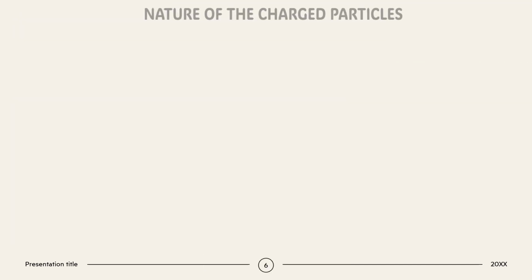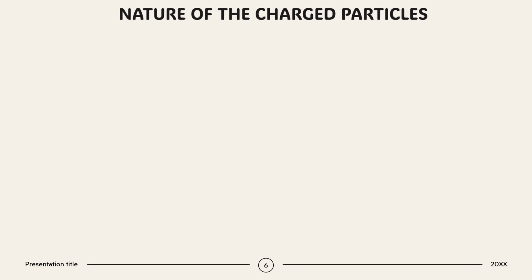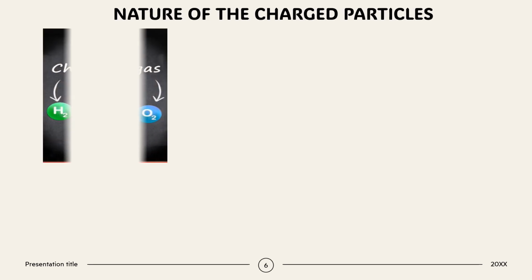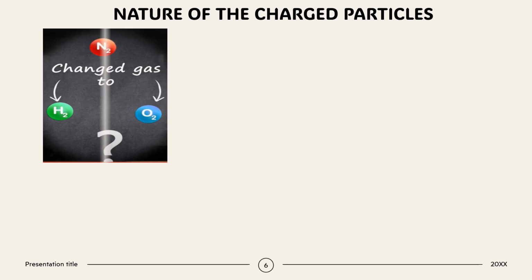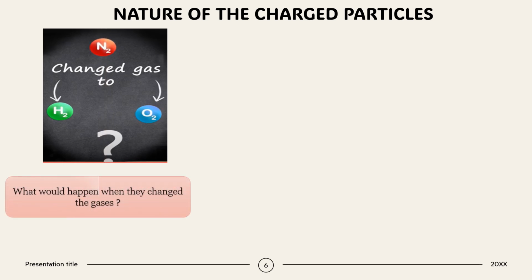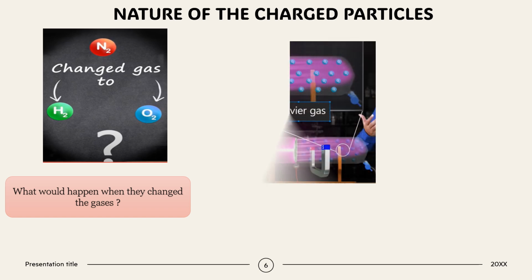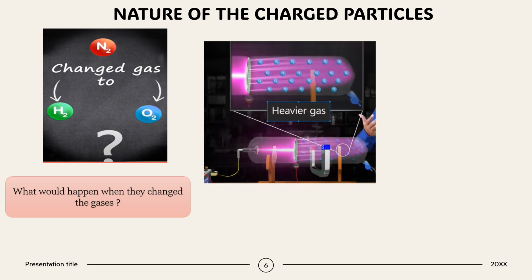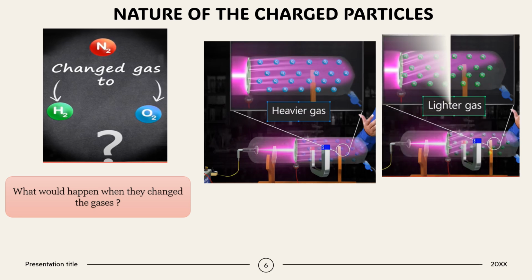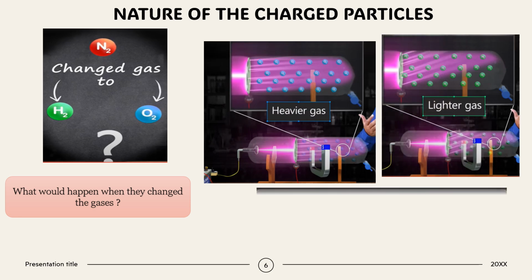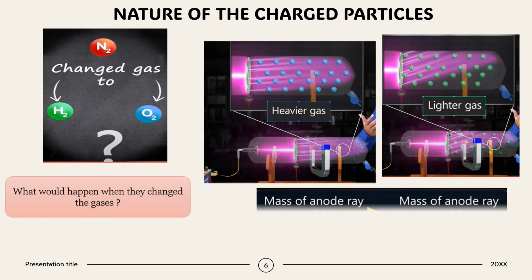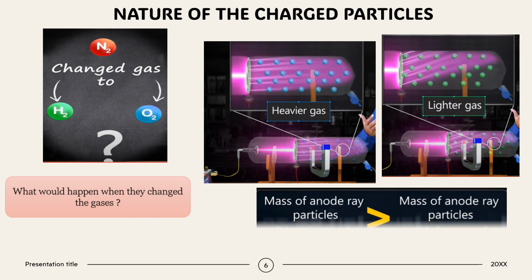Now, to understand the nature of these charged particles, scientists changed the gases in the tube and checked if the deflection would change. But they found something interesting. They found that the deflection changed every time they changed the gases. They saw that deflection in the case of heavier gases was less and deflection in the case of lighter gases was more. So this clearly shows that the particles coming from the heavier gases had more mass and particles coming from the lighter gases had less mass.